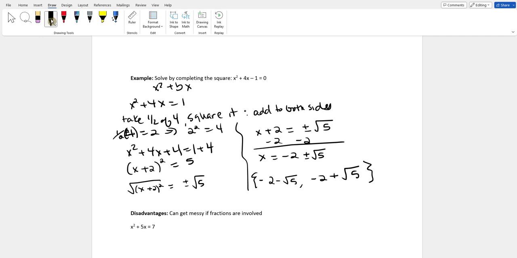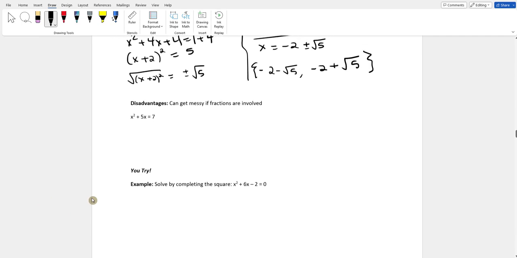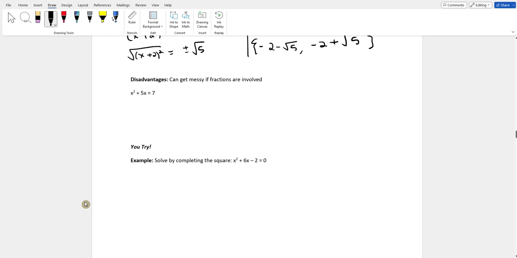So I personally do not like completing the square. It can get very messy if you have fractions, so that's why I tend not to solve problems this way. But you choose the way you feel comfortable with. This is a You Try problem. Once you solve for it, you will get these answers.